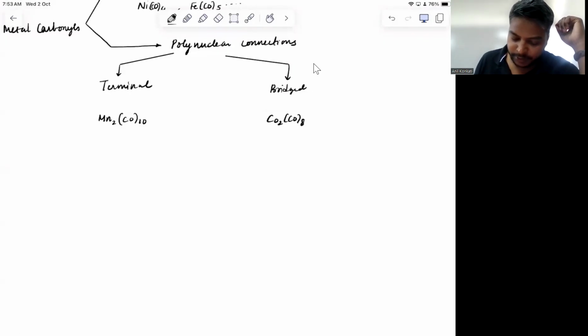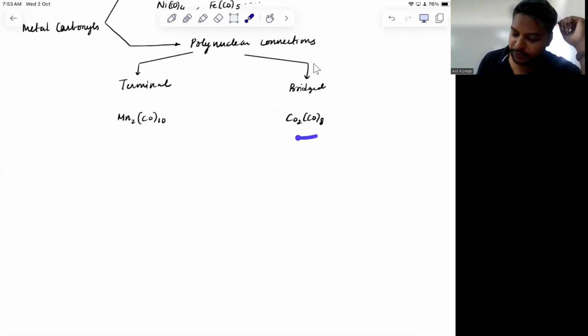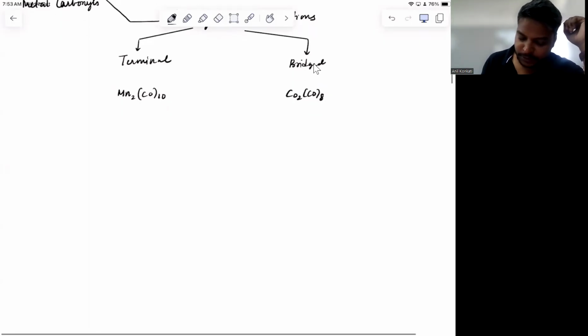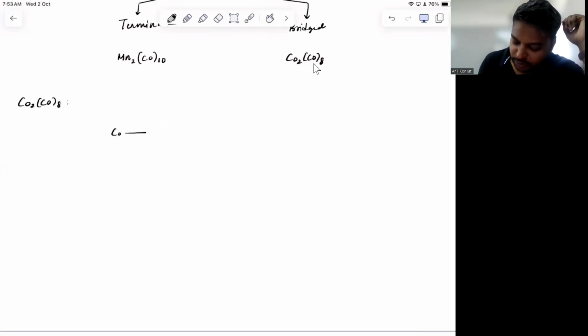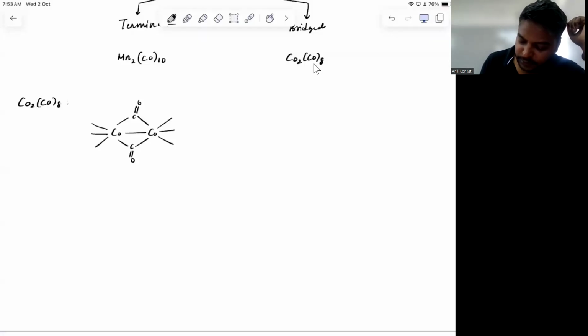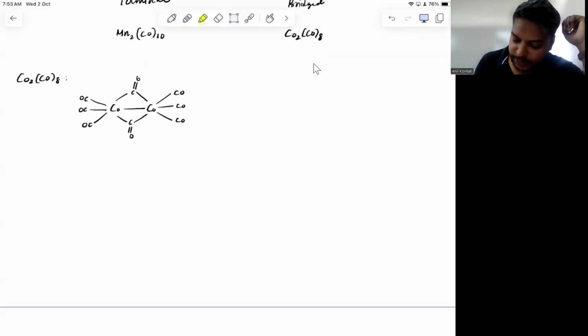CO2, CO8. Okay, this kind of case we have, then we call it as bridged form. Clear? Some of the bridge forms which we need to learn are this first one, CO2, CO8. If you notice, cobalt-cobalt connection we have, C double bond O, C double bond O. Then we have three CO connections here. So these two are the bridged carbonyls.